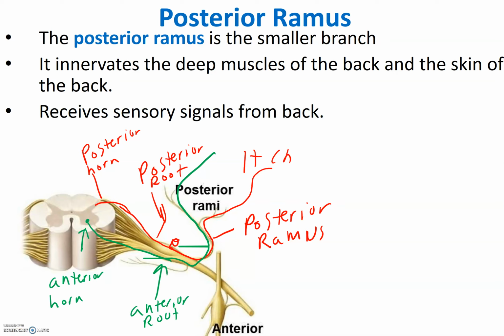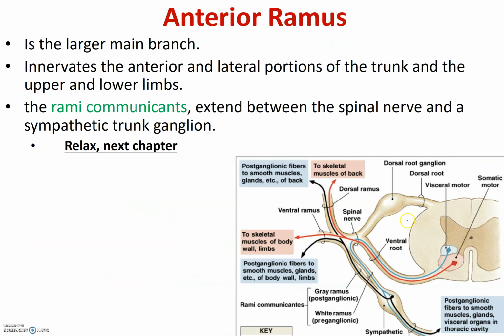So, the posterior ramus is very boring. It is going to the deep muscles of the back and to the skin, and it receives sensory signals from the back. So it's a very boring ramus. That must mean this anterior one is very exciting. So here is our posterior root and our anterior root. They merge to form the nerve, and we have a very boring posterior or dorsal ramus.